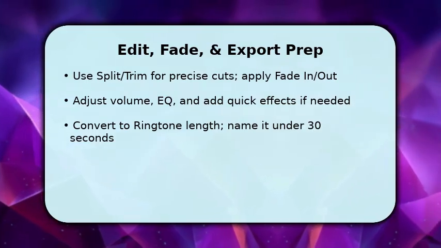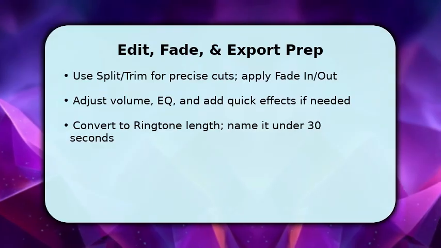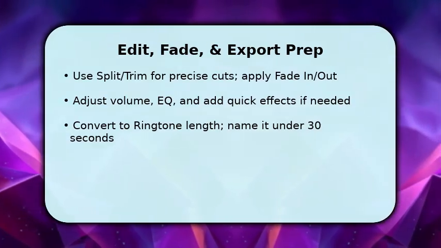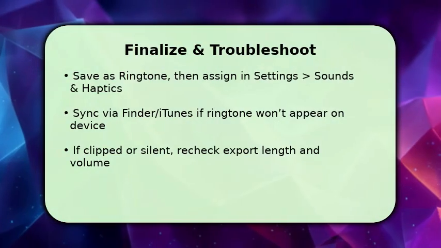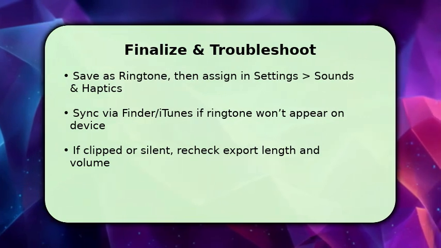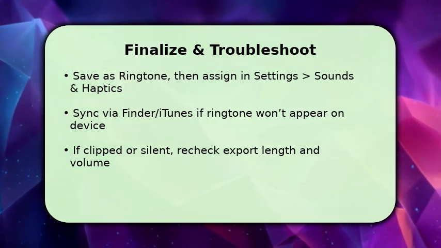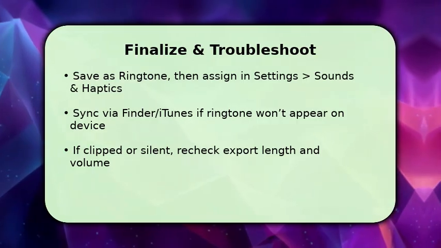Export by sharing as a ringtone within GarageBand and give it a clear name so you can find it in settings. Finish by selecting Share, Ringtone, and choose Export. GarageBand registers the file in Sounds, so go to Settings, Sounds and Haptics to assign it.